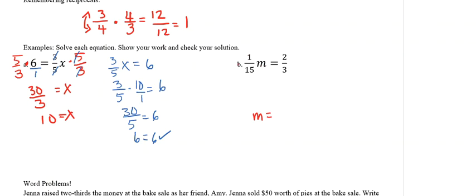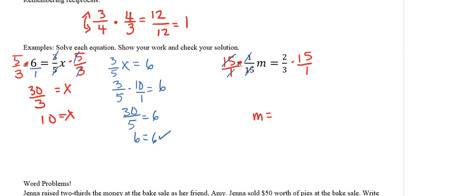The reciprocal of 1/15, 1 over 15, is 15 over 1, and you're going to multiply the same thing onto the other side. And like I said in the other problem, you can just cross off the 15s and then cross off the 1s.